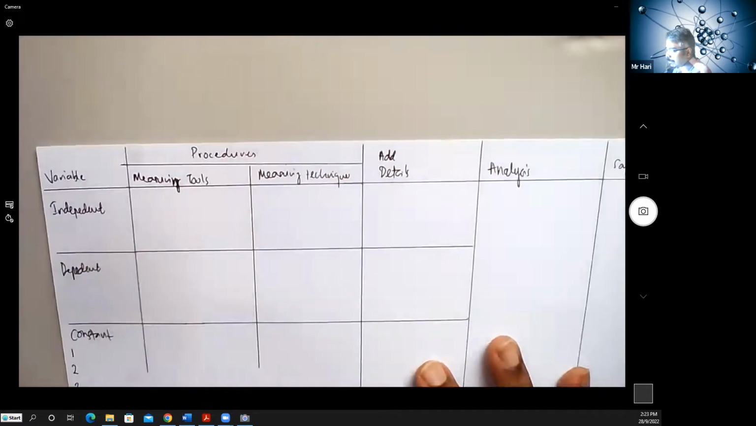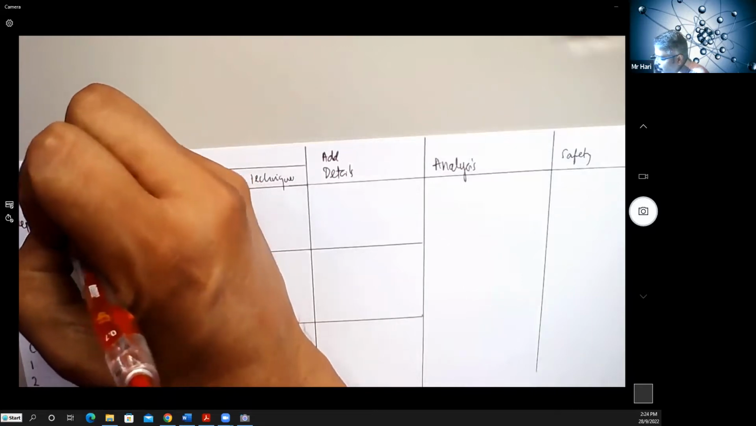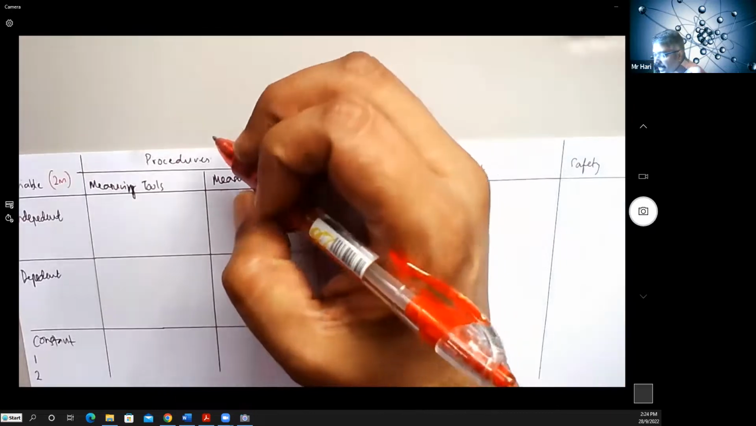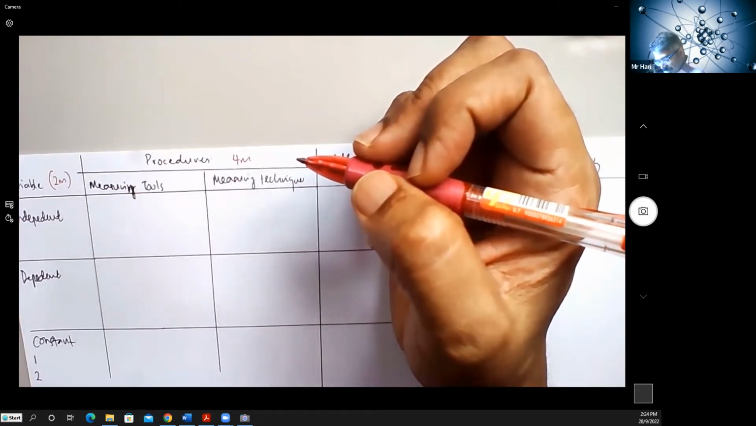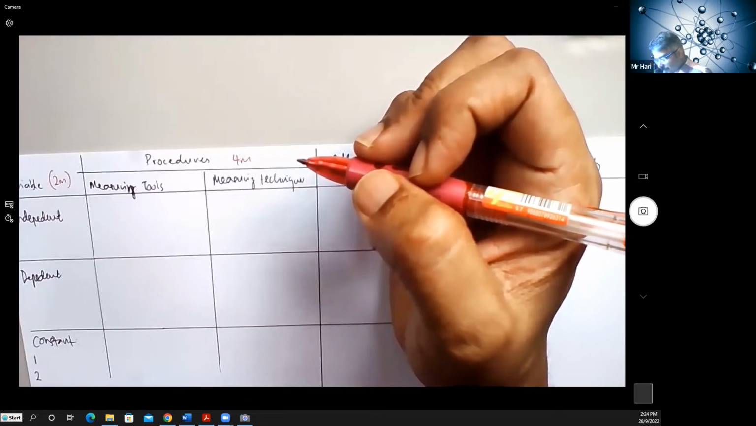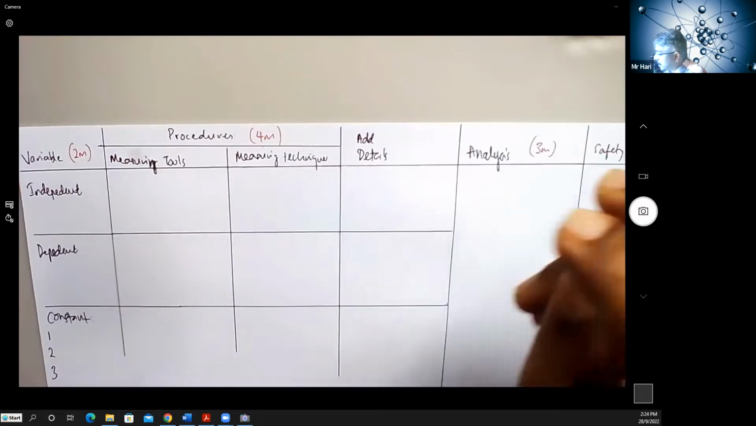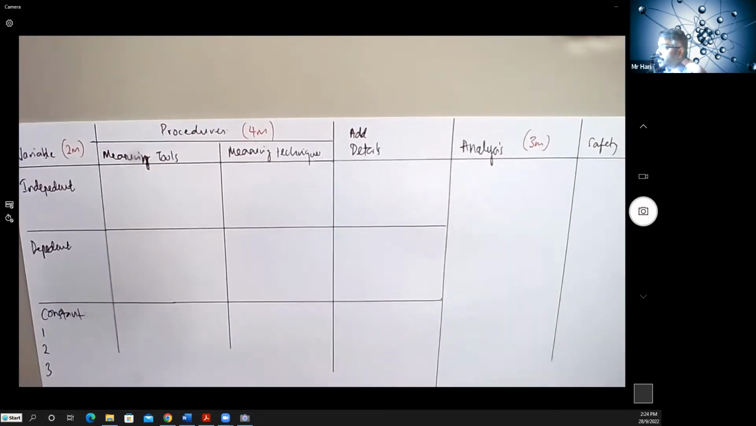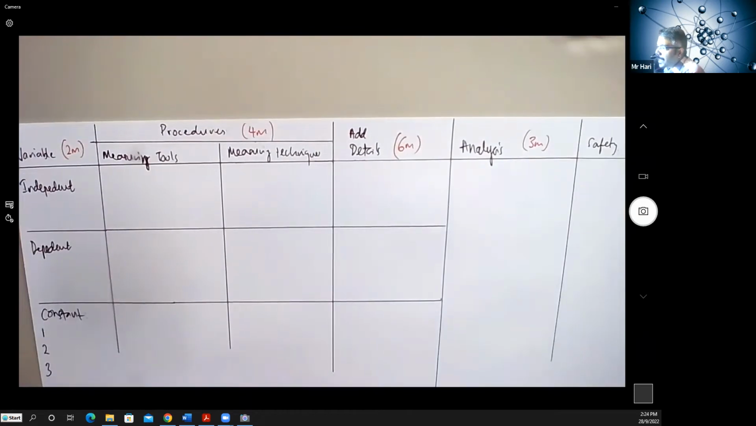Okay. Now, let's look at the marks given for all these categories according to the latest mark scheme. According to the latest mark scheme, variables carry only 2 marks. Procedure carries 4 marks. Analysis carries only 3 marks. And for your information, additional detail carries the most marks, and this is the mark where students fail to obtain.